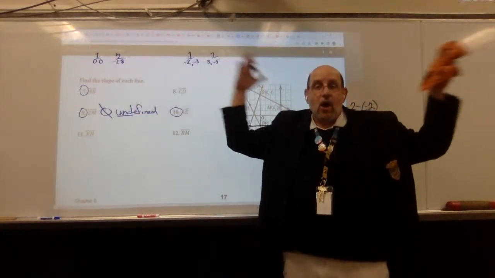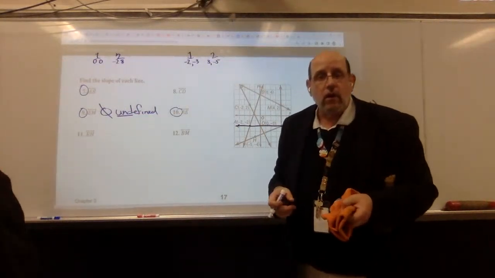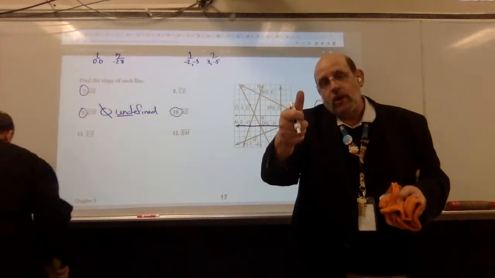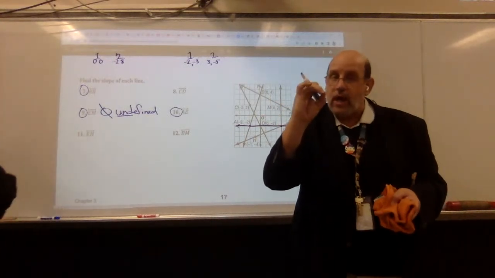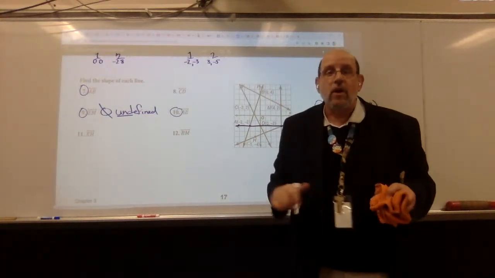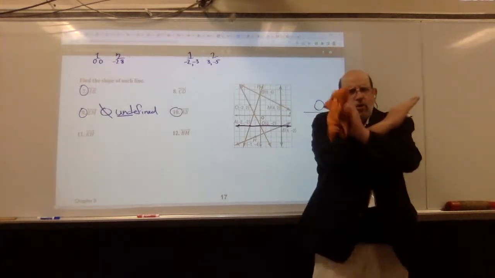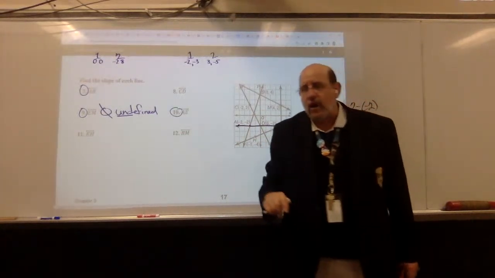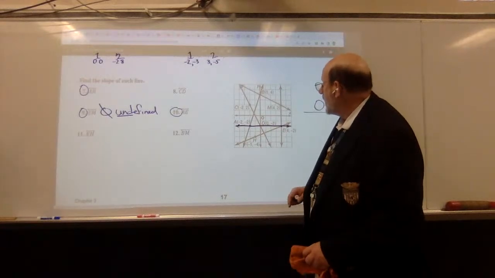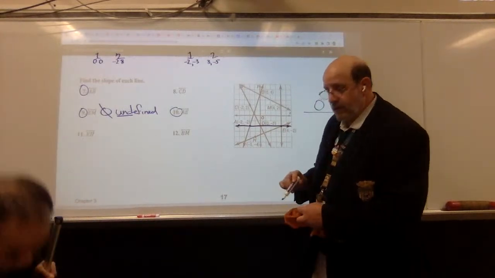We have a horizontal line, all right? So 0 in the numerator, okay. That means it's a slope of 0. 0 in the denominator, no good. That is undefined, or our empty set. I'm going to move on to the other side.